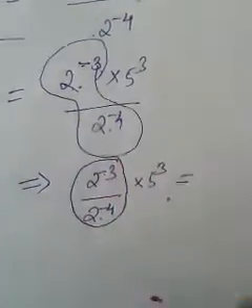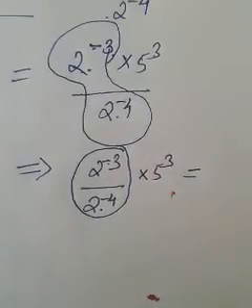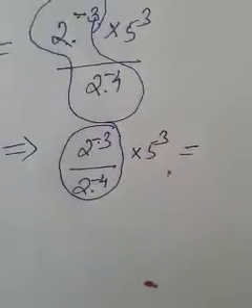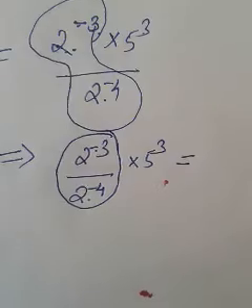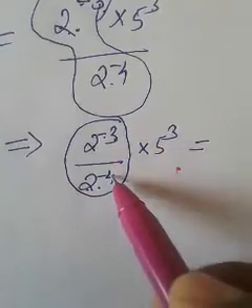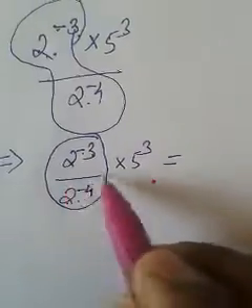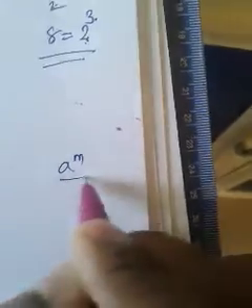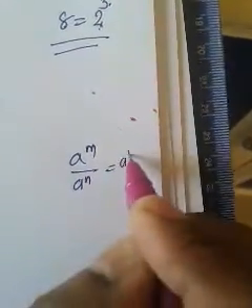Here you can use an identity. Can anyone tell me that identity? Which identity can be used in this area? What is the speciality of this one? Bases are same, exponents are different, and the operation is division. So which identity can we use? a raised to m divided by a raised to n is equal to a raised to m minus n. This identity can be used.